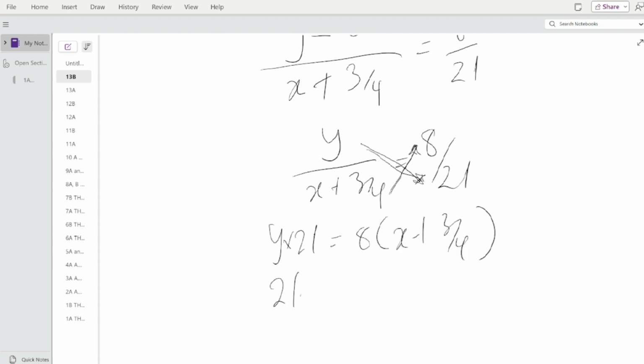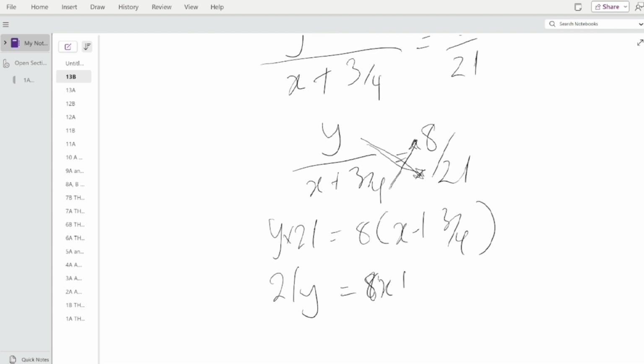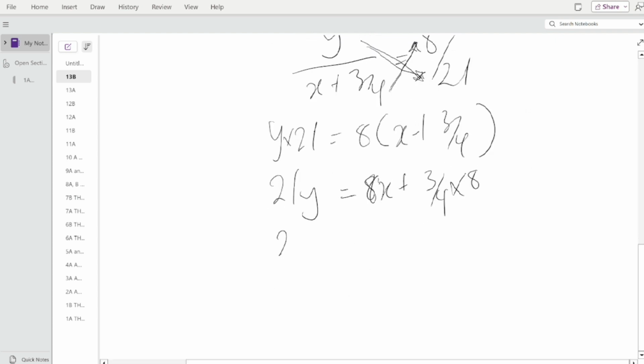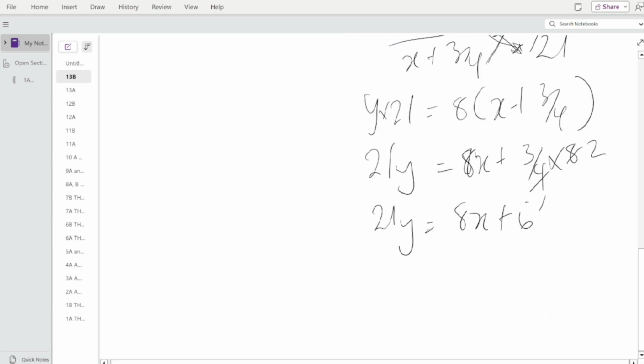Y times 21 is 21y equals, since we know this 8 affects both of them, we have to multiply each of them by 8. So we have 8 times x is 8x plus 3 over 4 times 8. 21y equals 8x. You can break this down, 4 here 1, 4 here 2, plus 3. Now we're left with 3 times 2 on this other side, which is 6. The equation for our line is therefore 21y equals 8x plus 6. We can write 21y equals 8x plus 6.